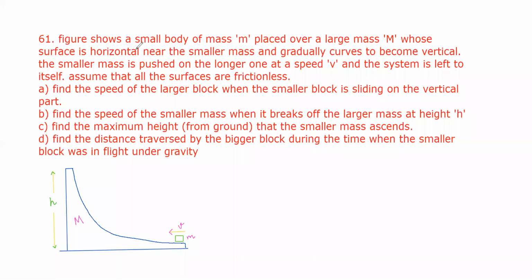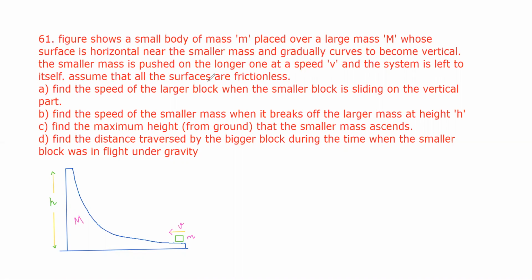Let us solve a problem in the Concepts of Physics textbook. The figure shows a small body of mass m placed over a large mass M whose surface is horizontal near the smaller mass and gradually curves to become vertical. The smaller mass is pushed on the larger one at a speed v and the system is left to itself.